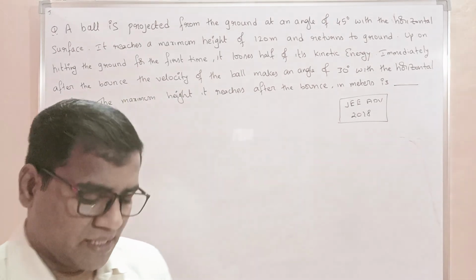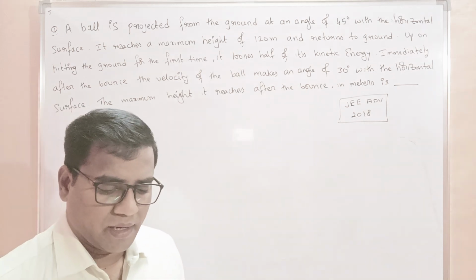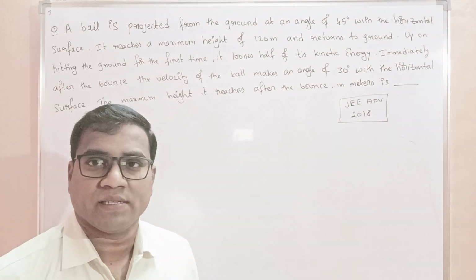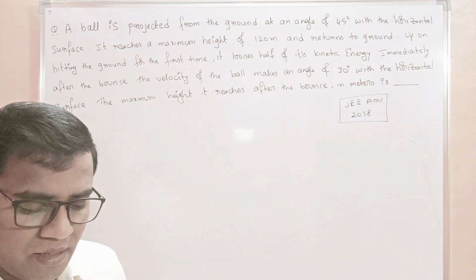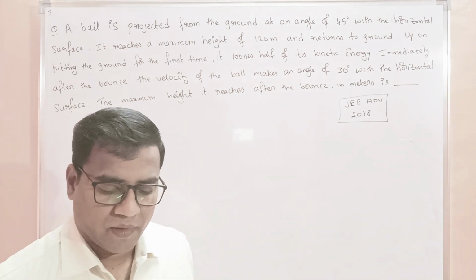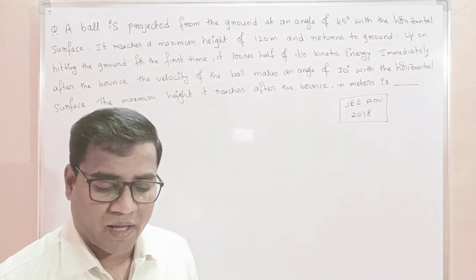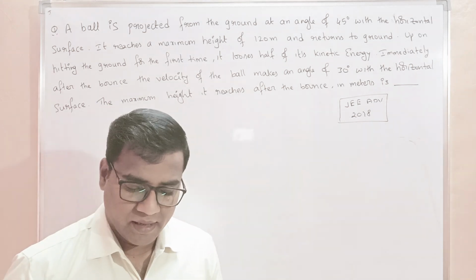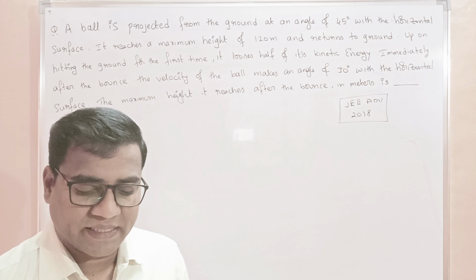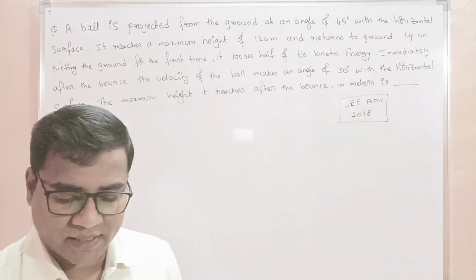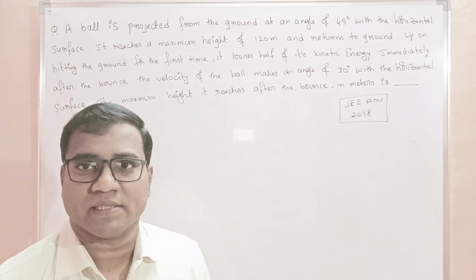Dear students, let's see this question. A ball is projected from the ground at an angle of 45 degrees with the horizontal surface. It reaches a maximum height of 120 meter and returns to the ground. Upon hitting the ground for the first time, it loses half of its kinetic energy immediately after the bounce. The velocity of the ball makes an angle 30 degrees with the horizontal surface. The maximum height it reaches after the bounce in meters is.